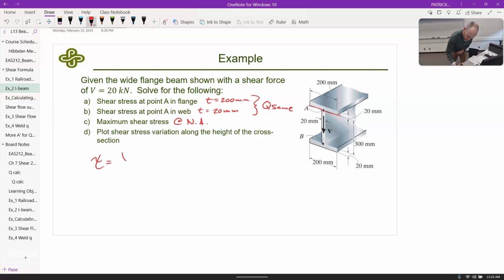So the general equation is VQ over It. V we're given, I we need to calculate, t is going to vary depending on which element we're calculating, and Q also will vary. We'll calculate one Q for point A and one Q for the max shear stress at the neutral axis. Any questions on how to approach the problem before I give you some time to do that? Okay, then go ahead and get started.